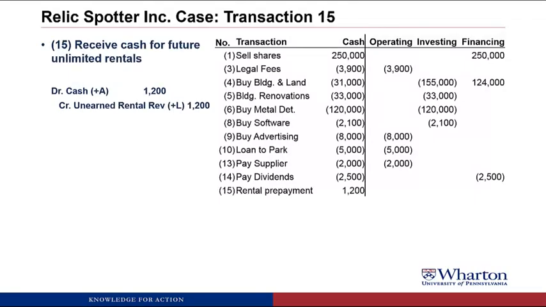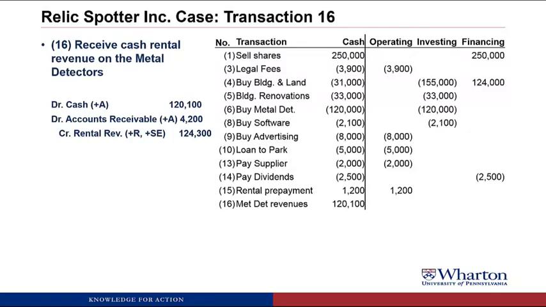Next, in transaction 15, Relic Spotter received $1,200 cash from the Penn Antiquities Club for future unlimited rentals. So how do we consider this cash received for future rentals: operating, investing, or financing? The answer here is operating. It's an operating cash inflow of $1,200, which makes sense because we're receiving cash from customers, which is one of the definitions of an operating cash flow.